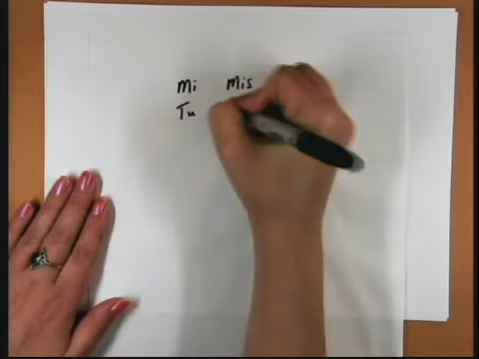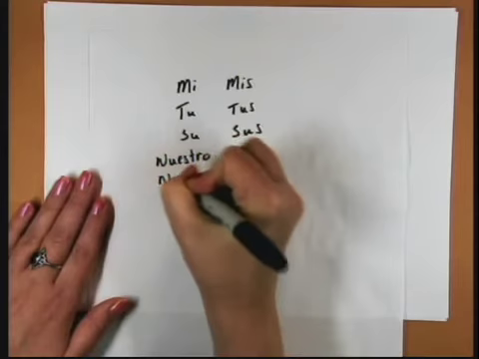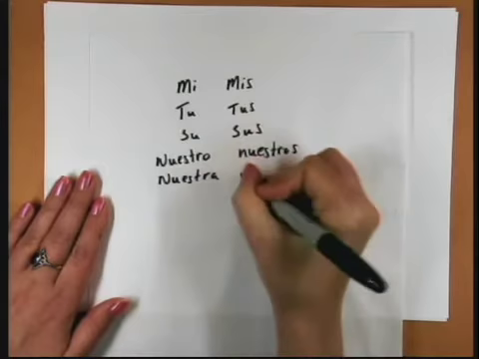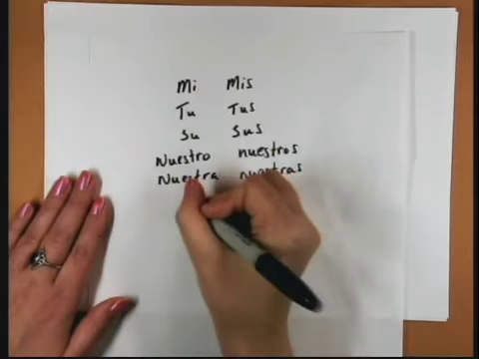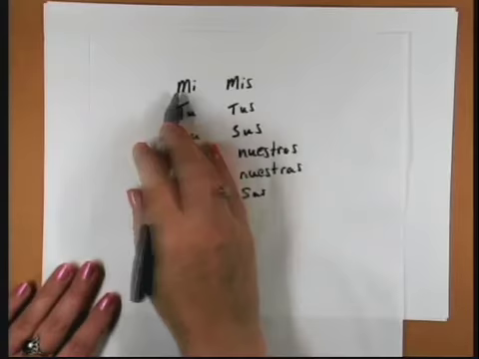Ahora vamos a ver. ¿Cuáles son los adjetivos posesivos? What are the possessive adjectives? You have mi, mis, tu, tus, su, sus, nuestro, nuestra, nuestros, nuestras, and su, sus. So it's my singular, my plural.